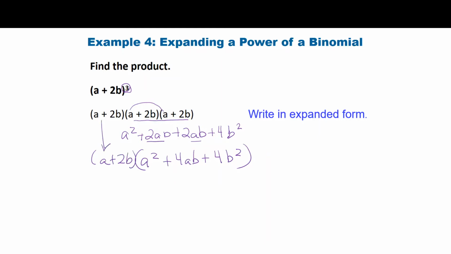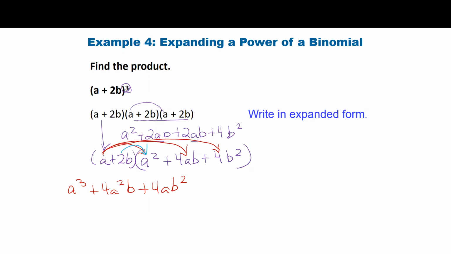All right, so again, we're just going to distribute. Let's start out with our a. A times a squared is a cubed. A times 4ab is plus 4a squared b, and a times 4b squared is 4ab squared. All right, now we're going to distribute our 2b.